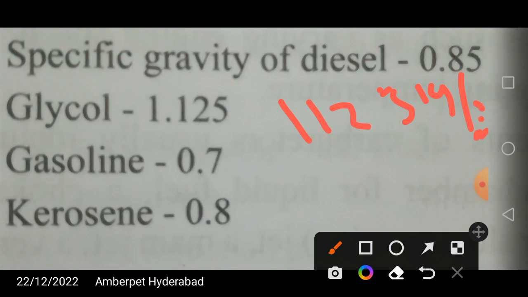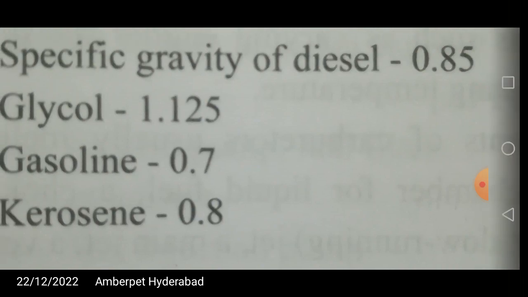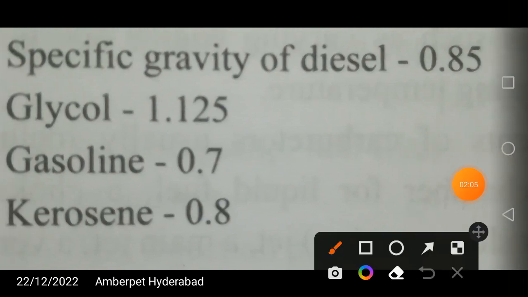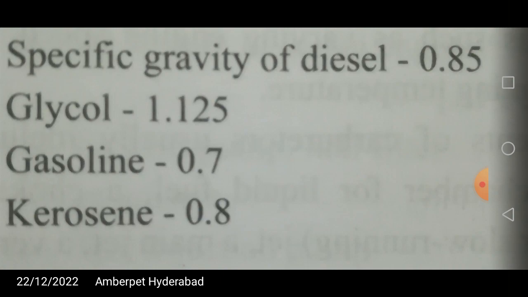A question may be asked. An order may be given, for example, decreasing order of specific gravity out of the 4 fuels, or increasing order of specific gravity. So definitely the decreasing order is glycol, greater than diesel, greater than kerosene, greater than gasoline, right? So this is the decreasing order of the specific gravity of various fuels. Or it may be given in increasing order, so you have to reverse the order.